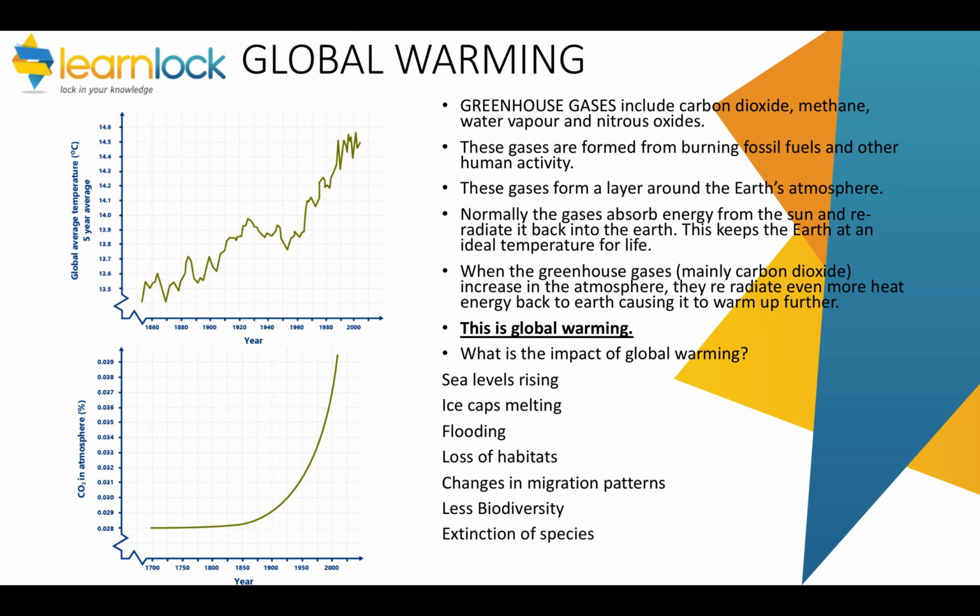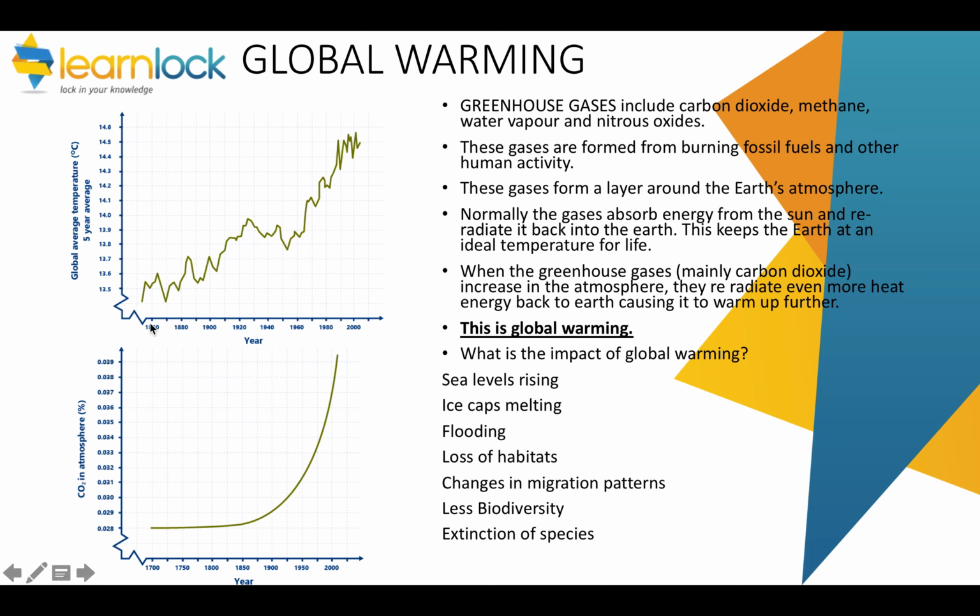Now that doesn't mean that it's just going to be a bit warmer in certain areas. It can have, and it is having, such huge impacts on the world. Sea levels are rising because ice caps are melting. There's large areas of flooding. Animals are losing huge amounts of habitats. There's changes in the migration patterns because of seasonal changes. It's affecting the climate. There's less biodiversity, and there's a lot of threat of extinction of different species.